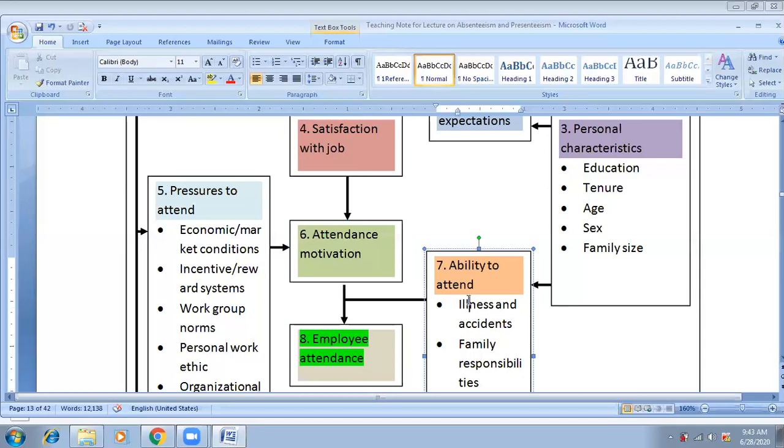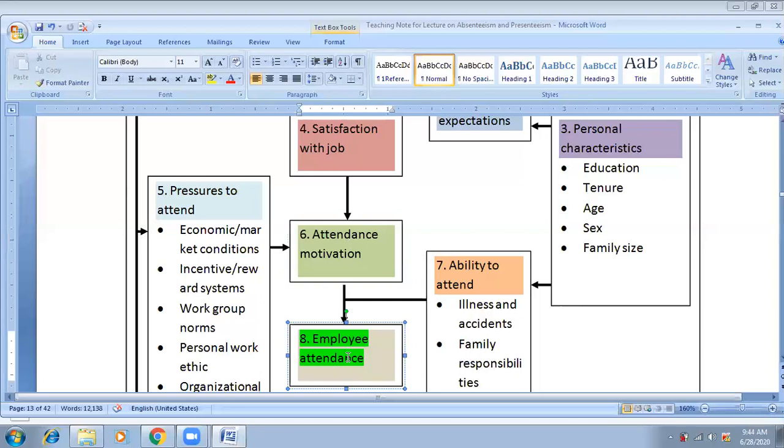But here, this one is not a mediator. It is a moderator. So the moderator, when a moderator becomes present, then the theorized relationship, between this one and this one, doesn't occur or gets reduced. Now, forget about this one. This is the independent variable. This is the dependent variable.